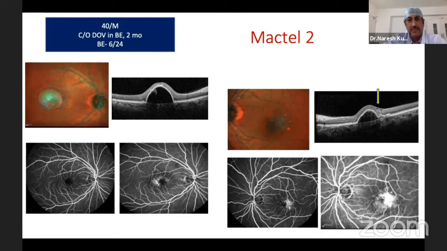Sorry for the confusion. So here you can see there's a serous PED in both the eyes, and in the left eye there is an irregular PED with the ill-defined drape sign also seen. So we know that MACTEL can get complicated by CNVM formation.